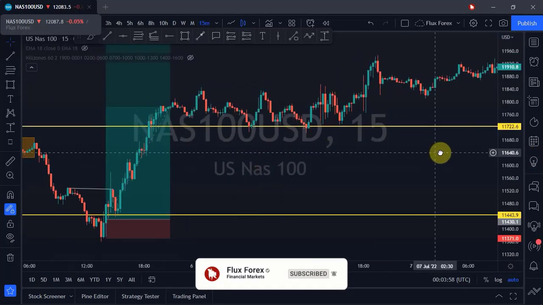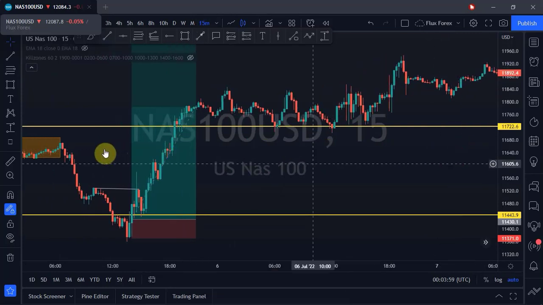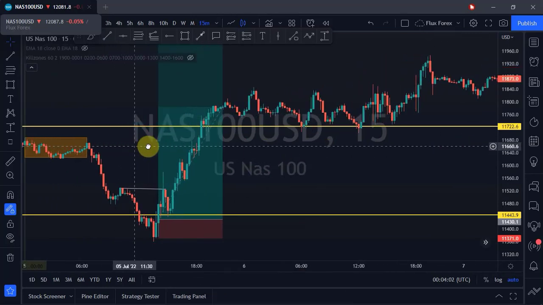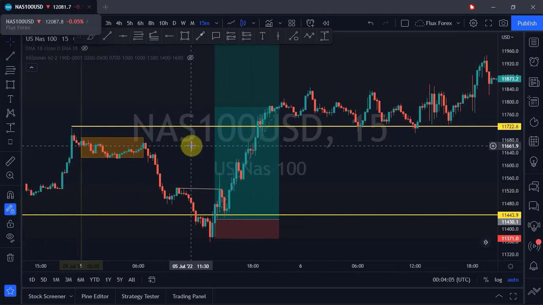All right, because normally with the Asian session, you don't really see a lot. If the pair is a USD related pair, or the market is a USD related market, you don't really see much movement during the Asian session.